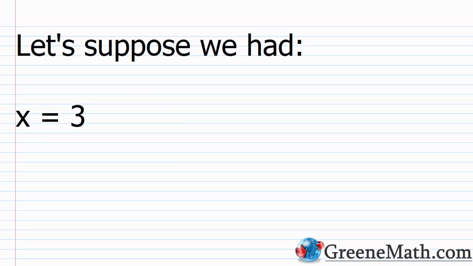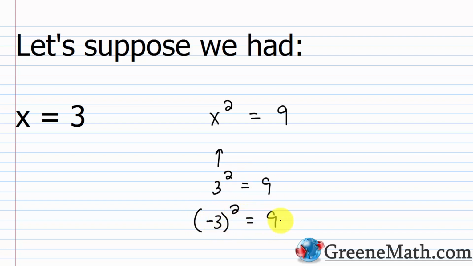Let's suppose we had x equals 3. Very simple. I know that if I replace x with 3, I get a true statement. But let's say I square both sides of this. So x becomes squared and 3 becomes squared. Now I have x squared equals 9. We haven't covered how to solve an equation like this yet, but it's a very simple equation, so we can mentally figure out what this is. What squared would give me 9? Well, I know 3 does, right? 3 times 3 is 9. But I also know that negative 3 squared would give me 9 as well.